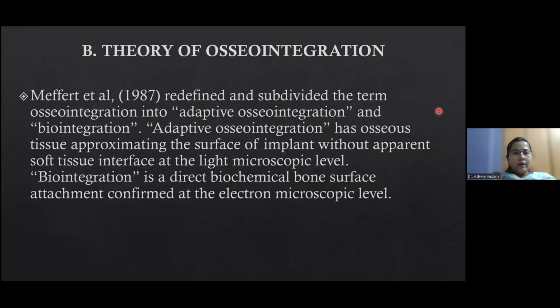Then came the theory of osseointegration. Meffert et al. in 1987 redefined and subdivided the term osseointegration into adaptive osseointegration and biointegration. Adaptive osseointegration has osseous tissue approximating the surface of the implant without apparent soft tissue interface at the light microscopic level. Whereas biointegration is the direct biochemical bone surface attachment confirmed at the electron microscope level. This is the difference.